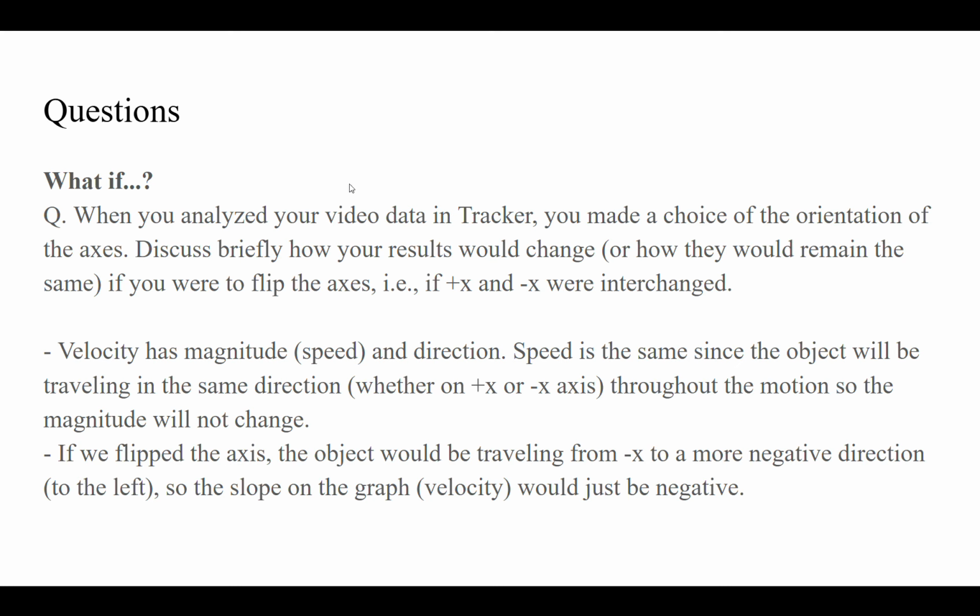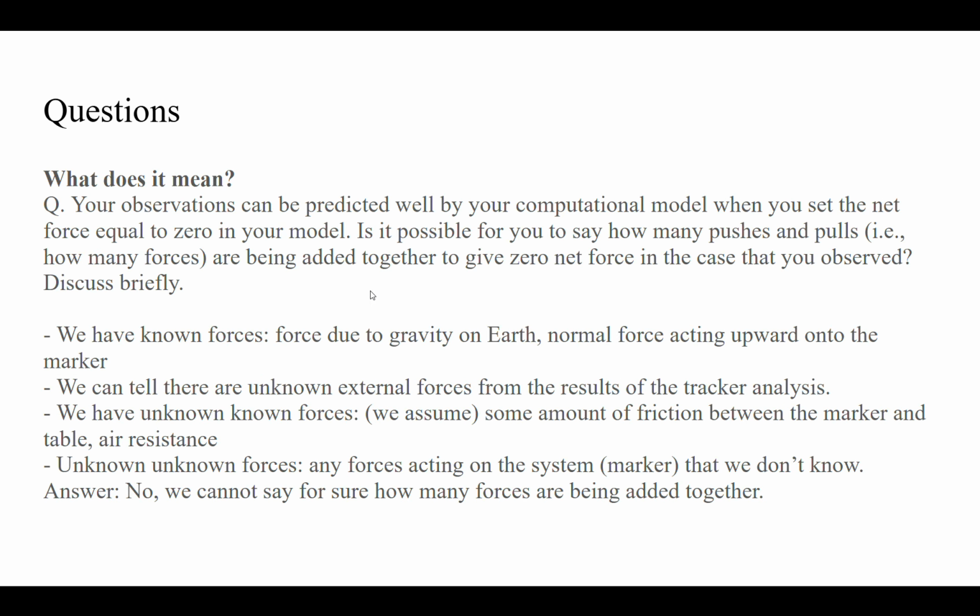If the x-axis were changed, the motion would just have a negative velocity. Then we have known forces: the force due to gravity on Earth, and the normal force acting upward on the marker, and we could tell there are unknown external forces by the graph of the tracker analysis. We have known unknown forces such as friction and air resistance, and we have unknown forces, which is any forces acting on the system that we don't know. So the answer to this question is that no, we cannot say for sure how many forces are being added together.